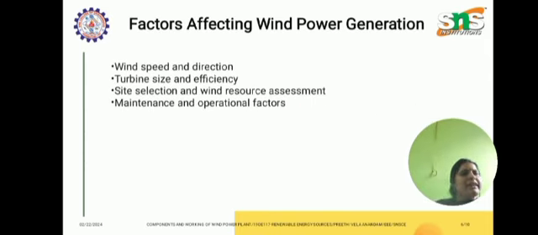What are the factors affecting wind power generation? We can talk about the direction of the wind, the speed of the wind, size of the turbine and its efficiency, site selection, maintenance, operational factors, and wind resource assessment. These are the various factors affecting wind power generation.